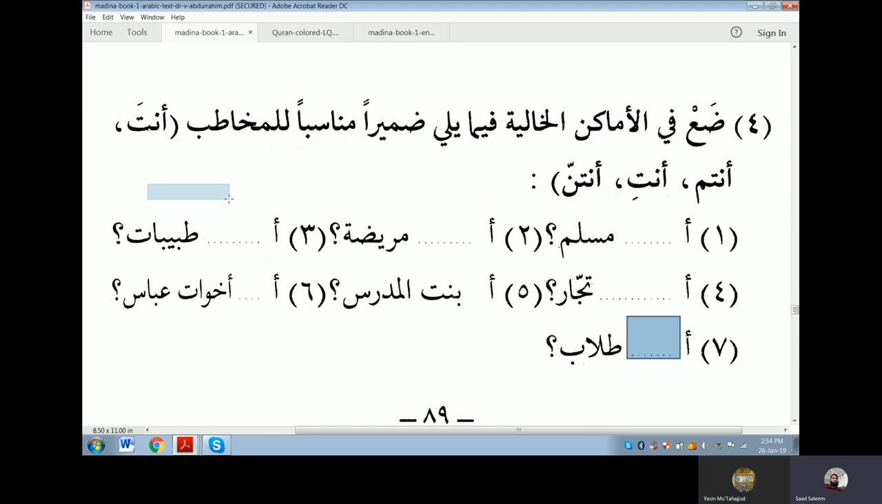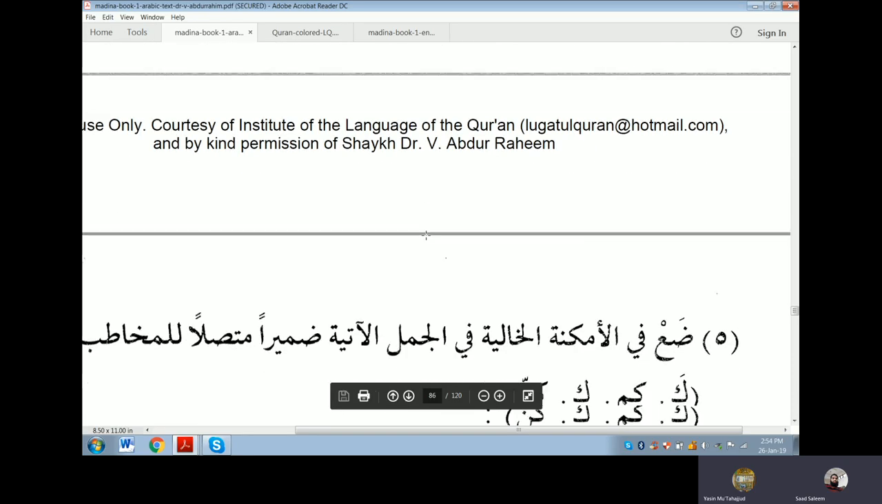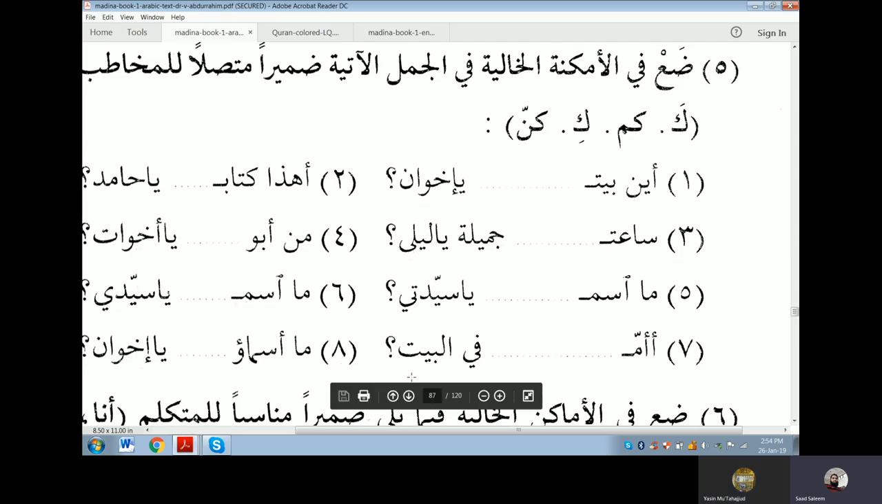So this is also your homework. Fill these blanks and send me. Next we have page number 87. I think we better stop here. Inshallah, we start page number 87 tomorrow.